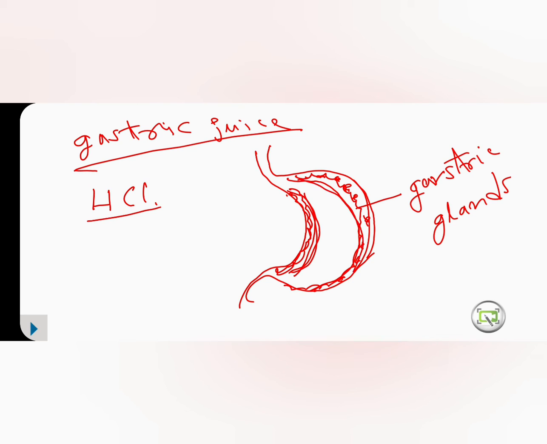If we don't take diet in time, then there is the chance for gradual damage of the stomach walls, which leads to the formation of ulcers. So timely diet is a must. Okay, why is this concentrated HCl present in the stomach? This HCl which is present in the stomach has got three functions.